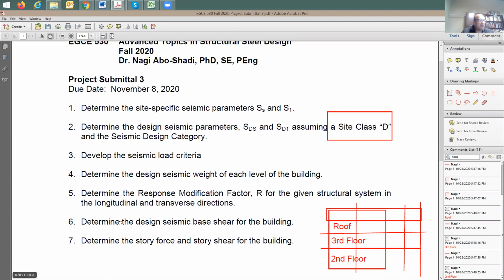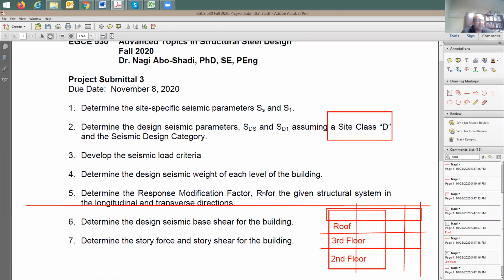After that, we need to figure out the design seismic base shear. We don't know how to do it yet. I'm going to be going through it today and also next time. And then after that, I need the story force. So also we need the same tables. So at least for this weekend, if you are able to do everything above, this is going to be great. You don't want to squeeze yourself after the exam or even during the exam.